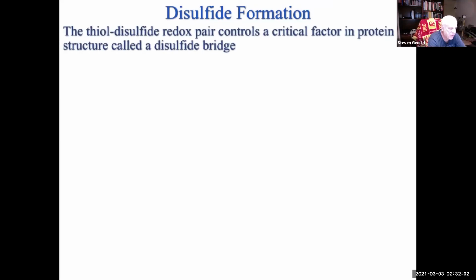Disulfide formation, the formation of a disulfide bond, which is sulfur connected to a sulfur. That's important in a lot of our biological molecules when we get into the chapters of biochemistry, with a lot of those connections that we're going to study. The thiol-disulfide redox pair, reduction-oxidation, controls a critical factor in protein structure called a disulfide bridge. It's a reduction-oxidation reaction that links two sulfurs and forms the shape of certain proteins. So the disulfide bridge is very important in biochemistry.